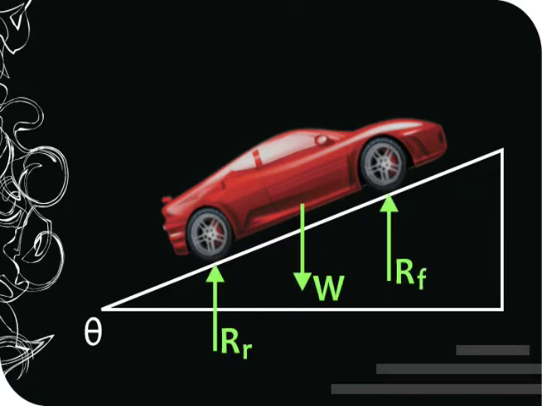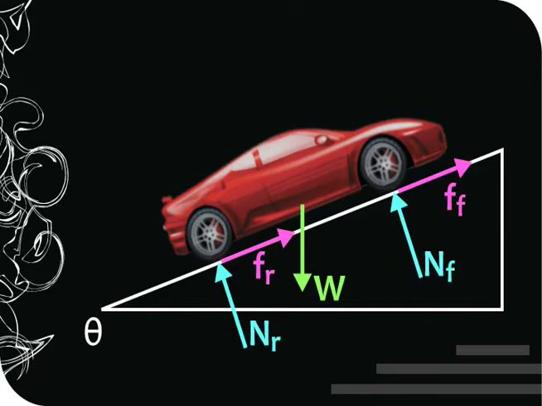From our force diagram, we see the weight needs to be cancelled out by the reaction forces on the front and rear tires. These reaction forces, however, can each be decomposed into two components, a component normal to the plane and another component along the plane. From now on, we will refer to the normal component as the normal force N, and to the component along the plane as the friction force lowercase f.